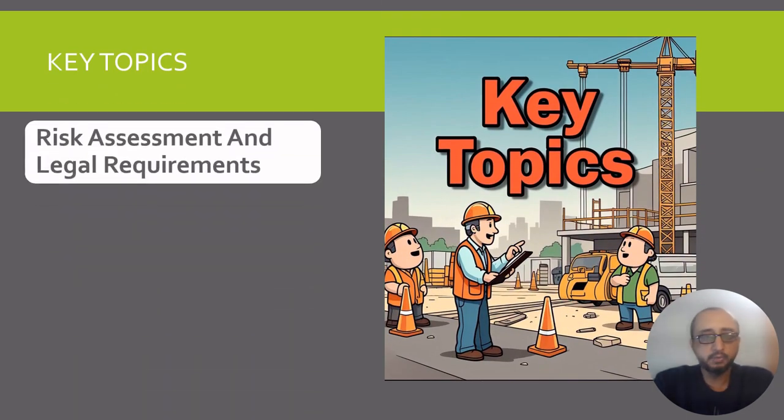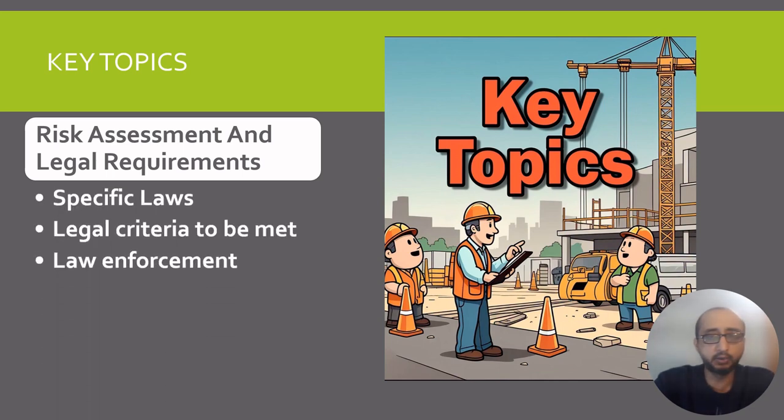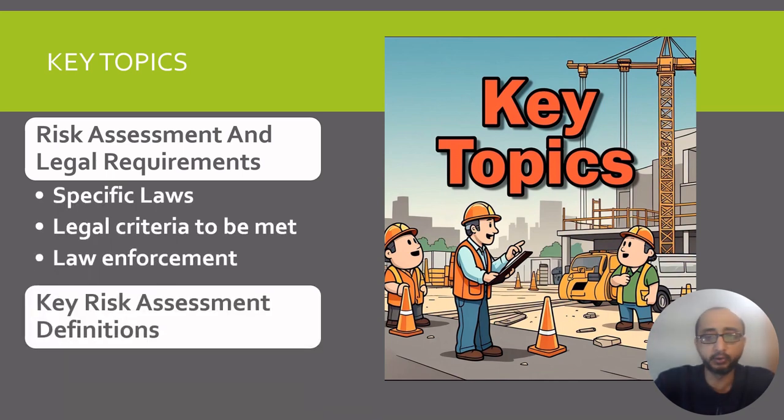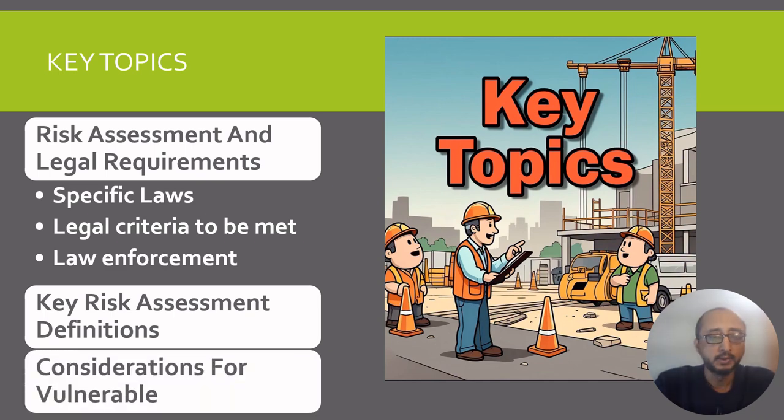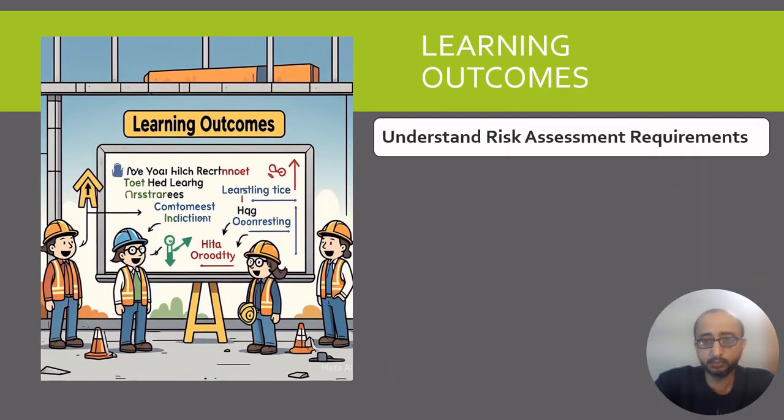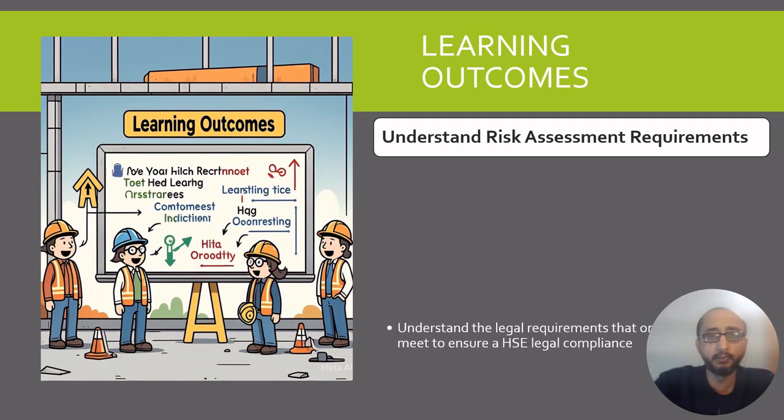The key topics we will cover today are risk assessment and the legal requirements in the specific law. We will look into the legal criteria to be met as per the laws. Then what law enforcement is and how it works. Then we will understand key risk assessment definitions today, and then we will look into the considerations for vulnerable people. Learning outcomes. So by the end of the module, we will be able to understand.